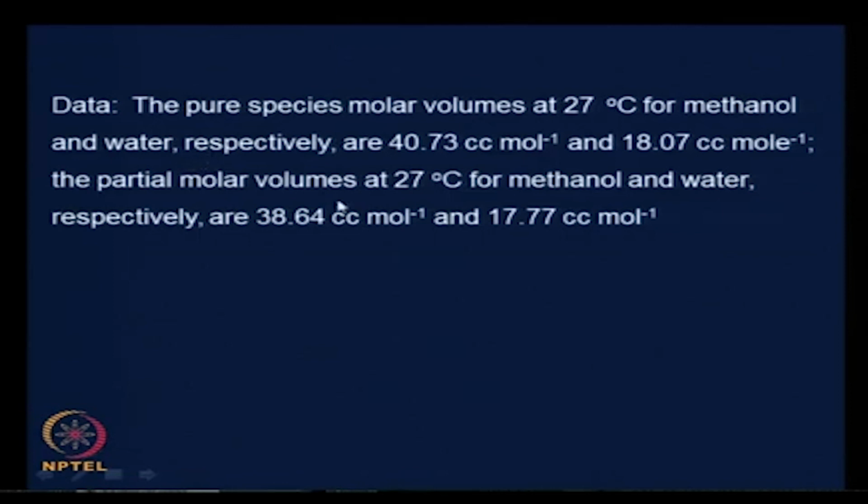The partial molar volumes are also given at 27 degrees C. For methanol it is 38.64 centimeter cube per mole and for water the partial molar volume is 17.77 centimeter cube per mole. Note this difference right here, 18.07 for the pure component, whereas in this particular case it happens to be 17.77, a significant difference here. Okay, what I would like you to do is think about how you would go about solving this.